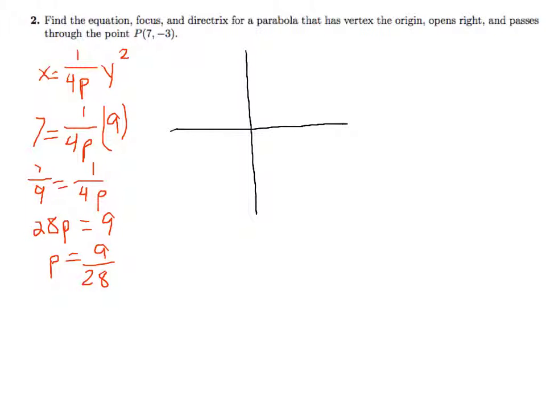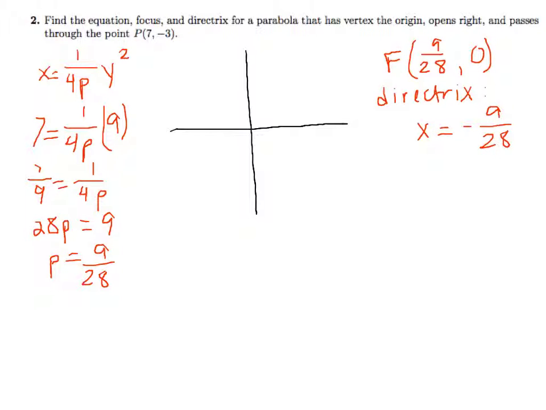So now that we know p, we know our focus is at (9 over 28, 0). And our directrix is x equals negative 9 over 28. So I'll draw that directrix on the graph. Since x equals negative p, we know that that's our directrix.